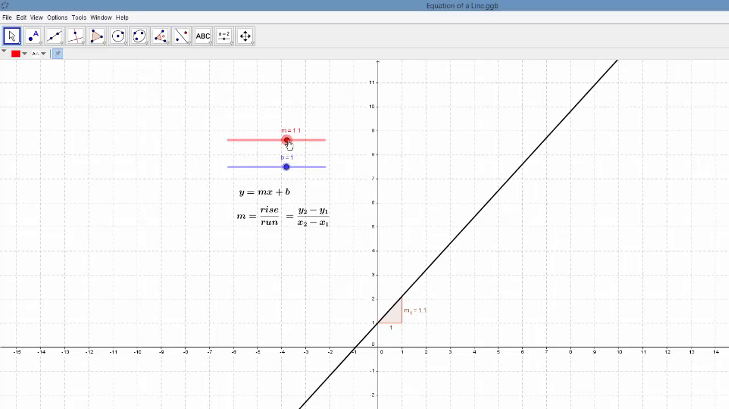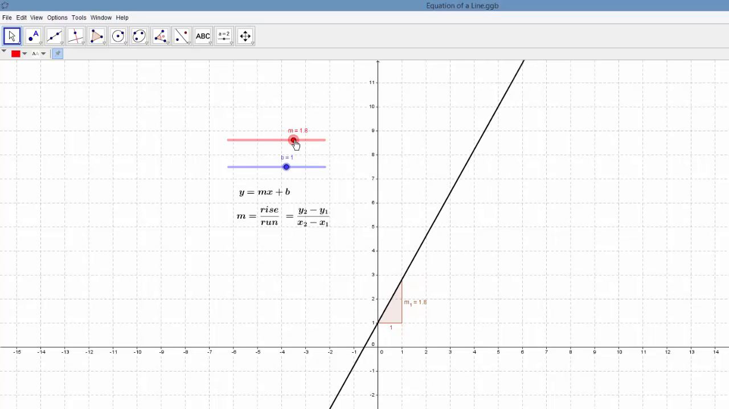If we change our slope to 2, we can see that our line gets steeper. Now for every change of 1 in x, our line is going to rise by 2. And so this is very useful.